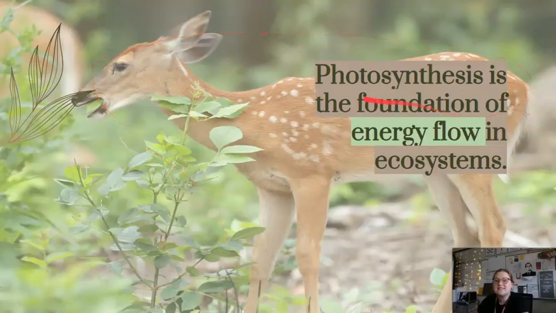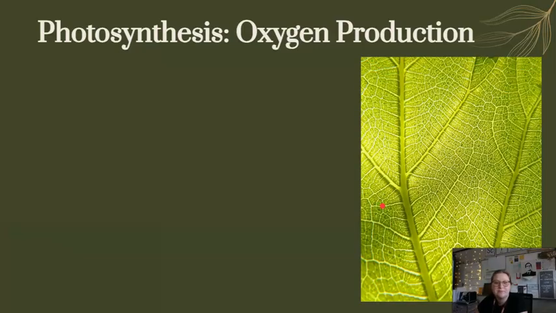So photosynthesis is the foundation of energy flow in ecosystems. All the energy in the world has originated at some point from the sun. That energy is absorbed and converted by plants. Those plants are then eaten by herbivores like this deer, and it makes its way up the trophic levels all the way to wherever humans fall in that. So it really is the foundation of energy flow in all ecosystems, 99% of them.